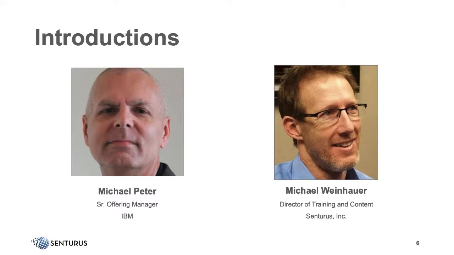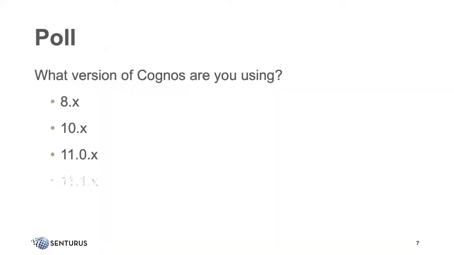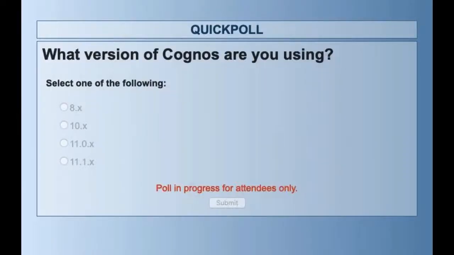So we generally like to get a feel for our audience and what their environment or their opinions are like here. So we have a question for you today, and that question is, what version of Cognos are you currently on? So if you could please vote. Are you currently still on 8? Are you on a version of 10? Have you upgraded to version 11.0? Or are you on one of the versions of 11.1 at this point?